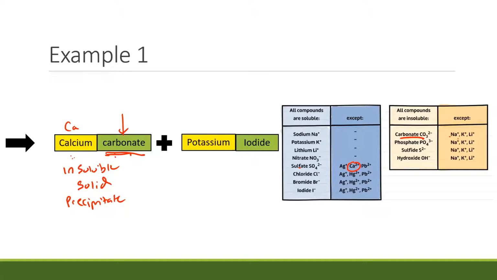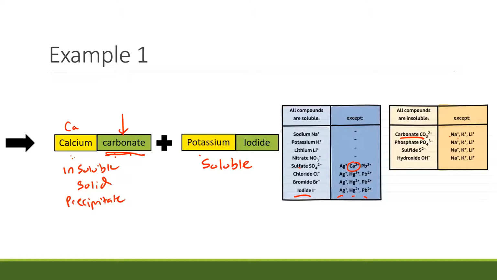What about potassium iodide? Well, we already know that this is iodide. This is probably going to be soluble, but we can just quickly double check. Iodides here are only insoluble if it's bonded to the deadly trio. This is not part of the deadly trio. Potassium is not, so this will be soluble. So that's how I check if something is soluble or insoluble. So this is a precipitate reaction because it makes an insoluble precipitate.